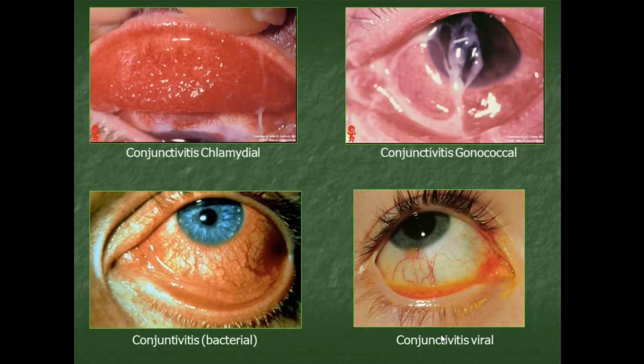I would like to show you some pictures. Look, this is a typical picture for chlamydial conjunctivitis. You can see redness of the conjunctiva of the upper lid, edema of this conjunctiva. Here is gonococcal conjunctivitis, a lot of pus in the eye. Here, bacterial conjunctivitis and viral conjunctivitis, mucus or muco-watery discharge.